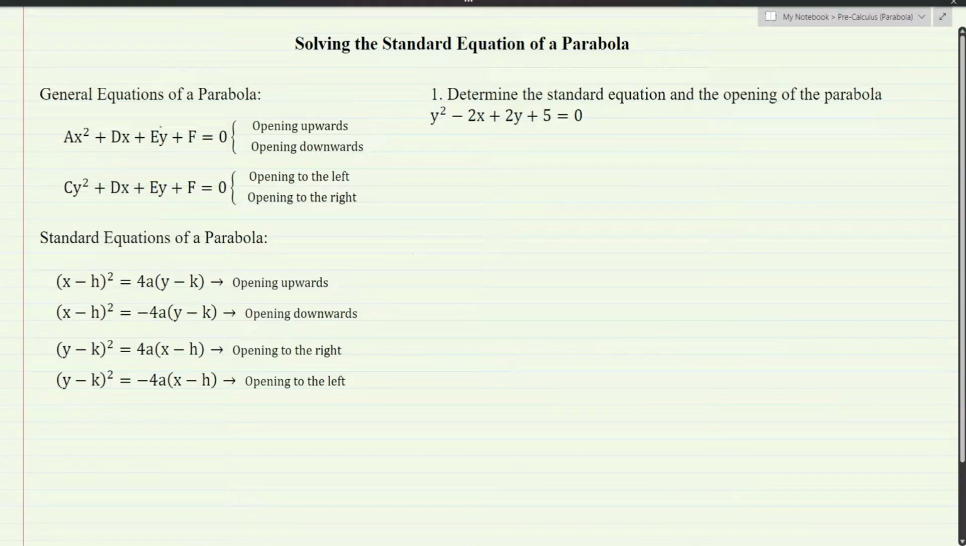Hi guys, so today we're going to be solving the standard equation of a parabola as well as their opening. Before we solve some problems, let's review the different equations of the parabola, starting with the general equation.